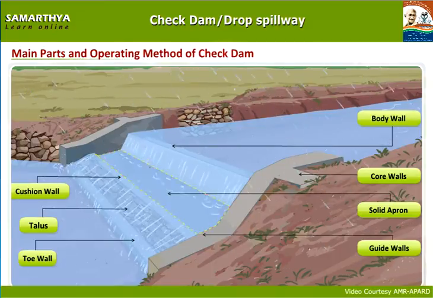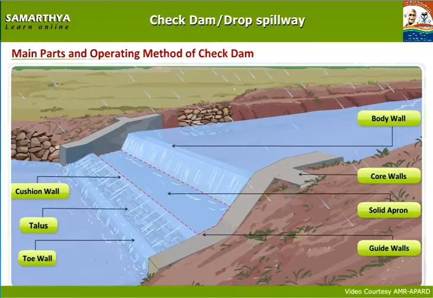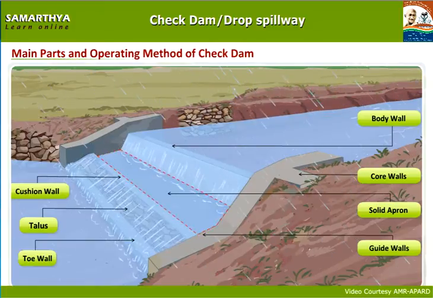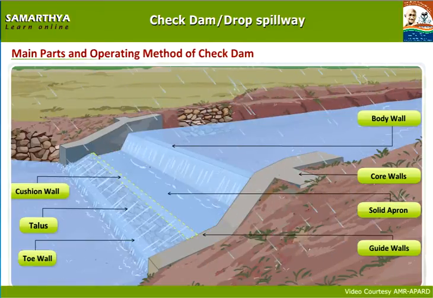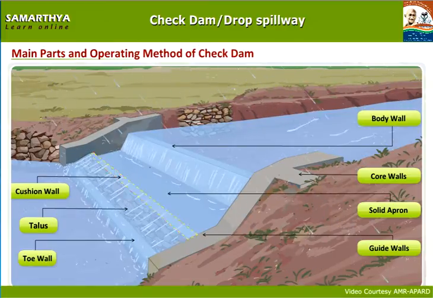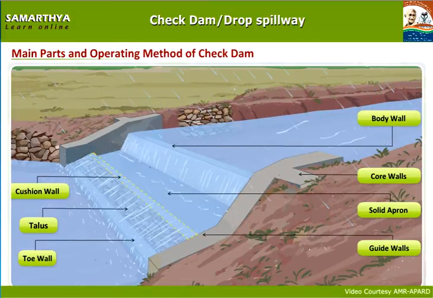Solid apron. This is a place where the excess water falls from the outlet. Cushion wall. This wall reduces the velocity of water which flows on solid apron.